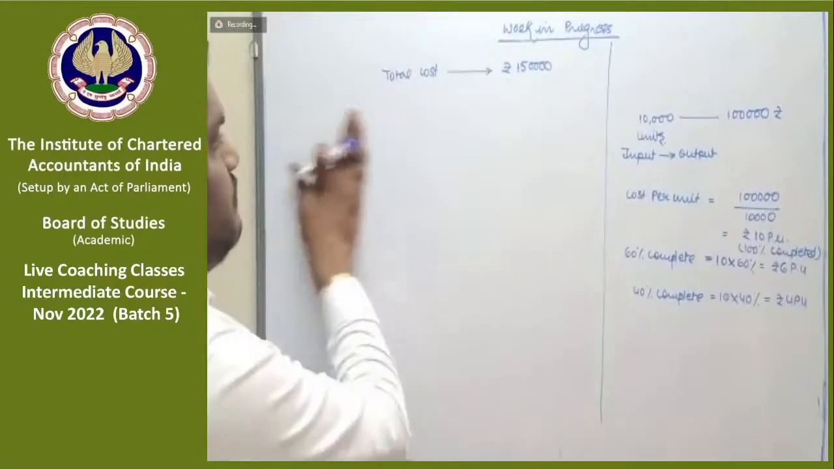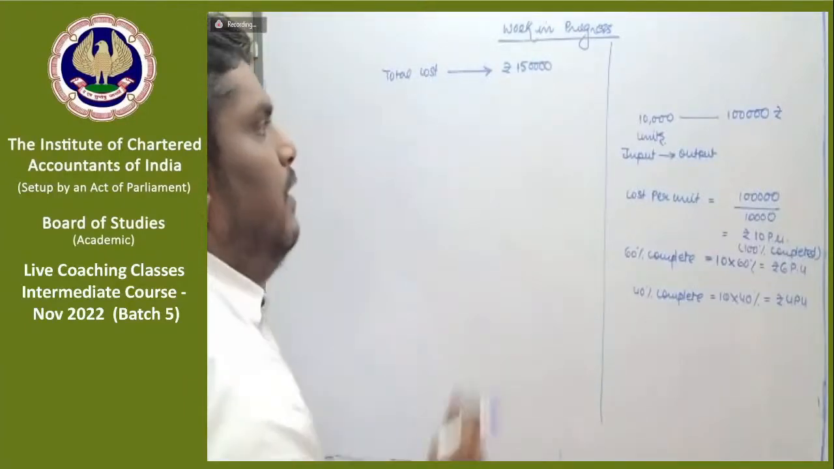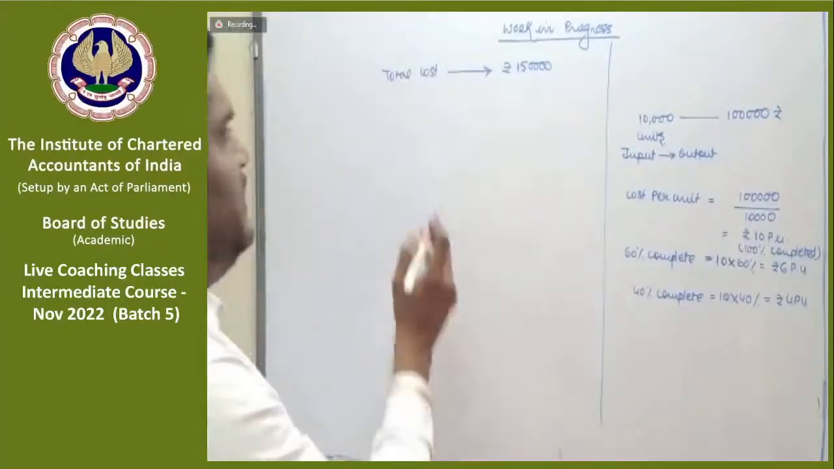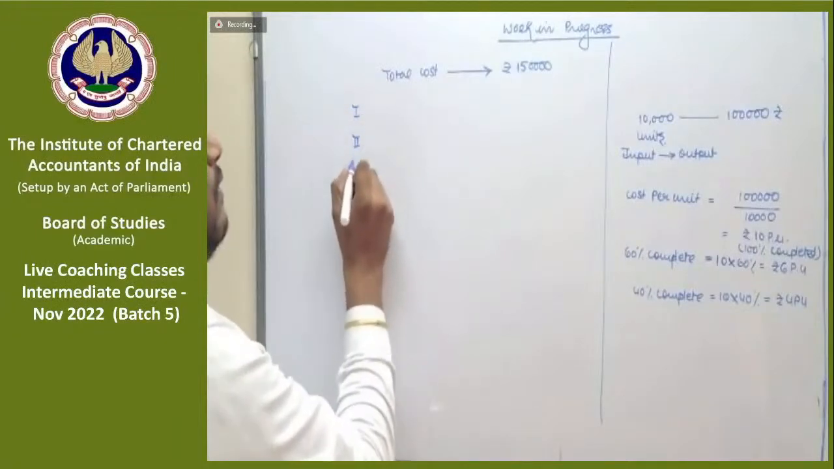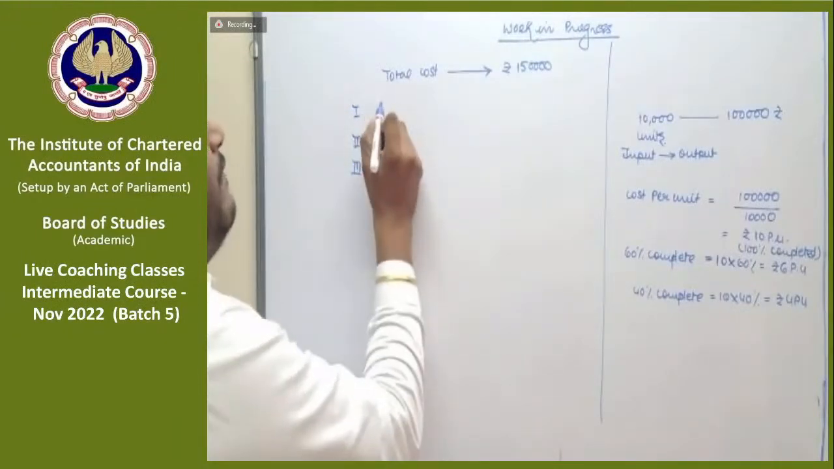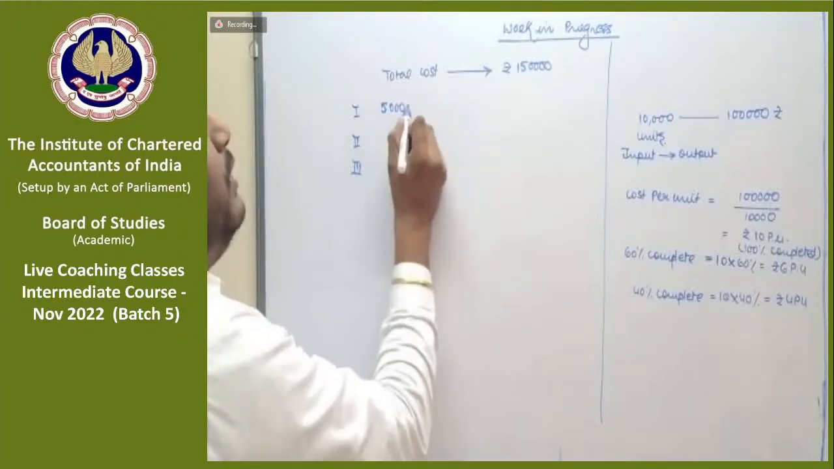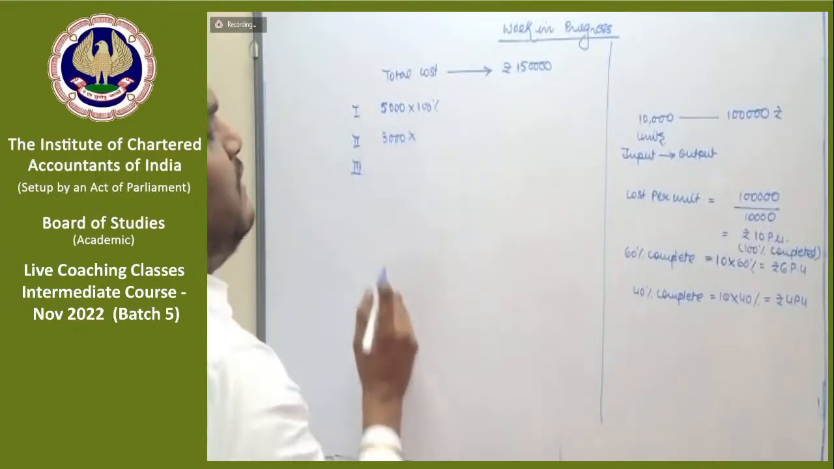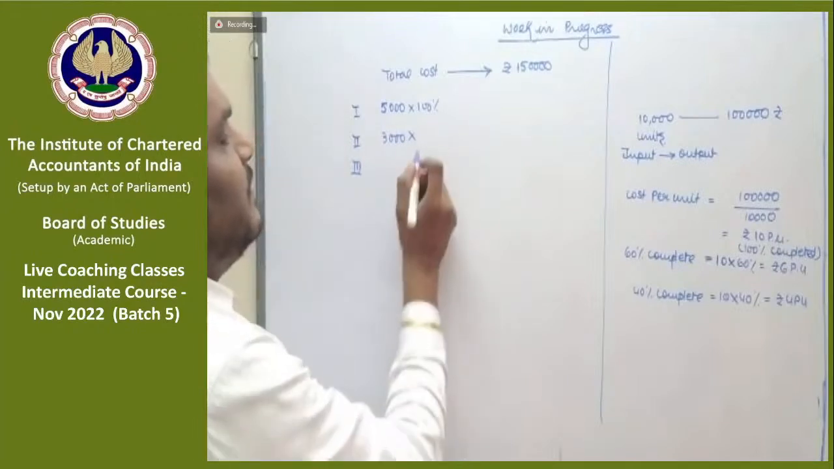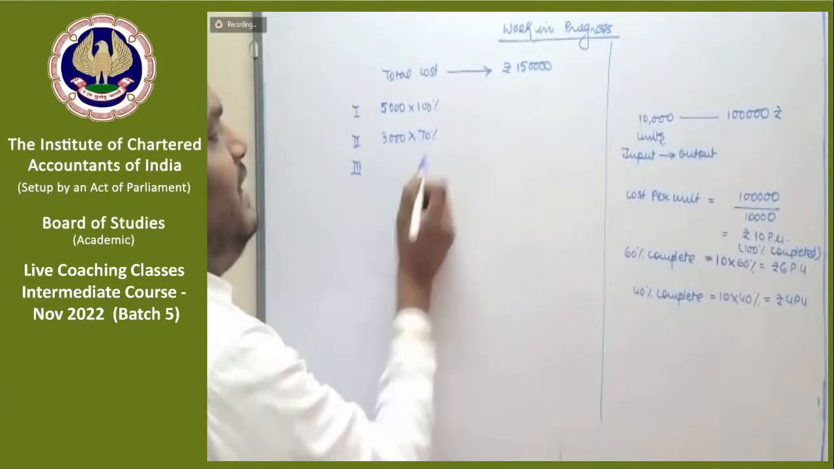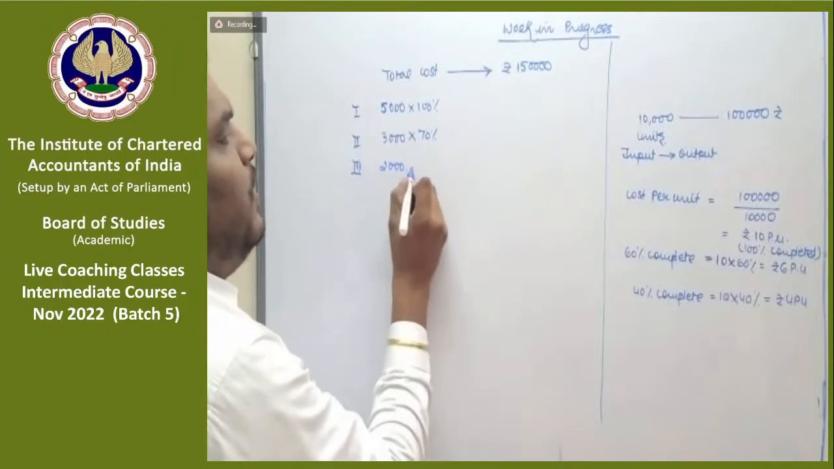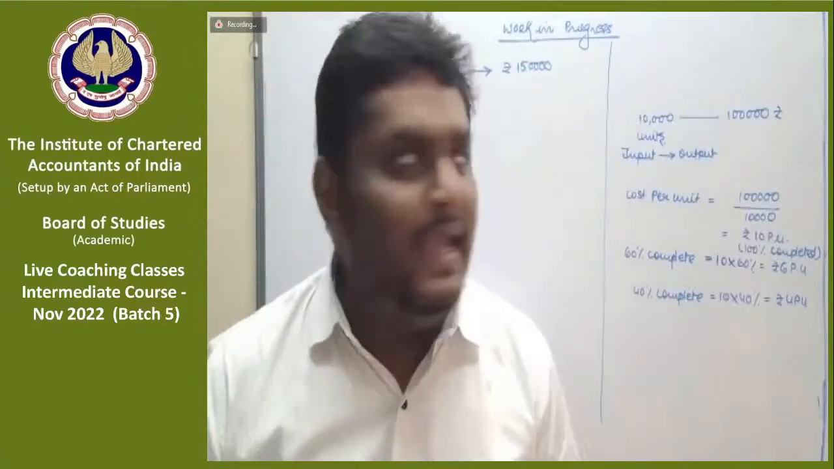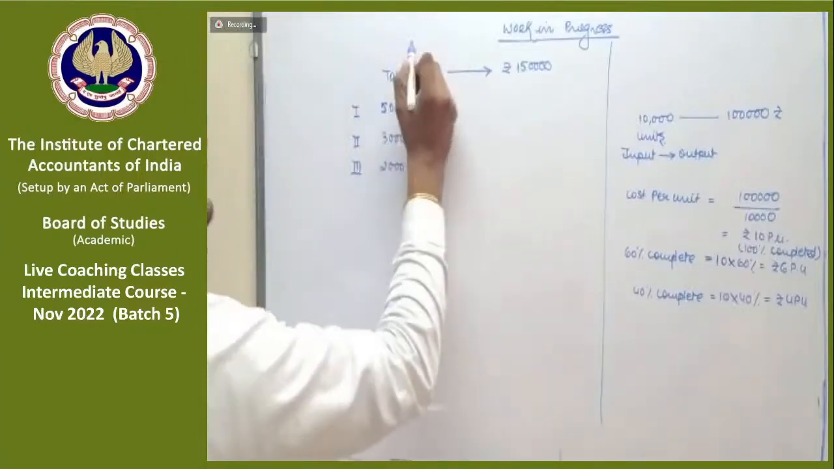Now, after making an input, we are getting 3 types of output, that is 3 categories of goods. We are getting 5,000 units as output, which is 100% complete, 3,000 units of output that is 70% complete, and 2,000 units of output that is 20% complete. I repeat again, guys, we have made an input of total 10,000 units.